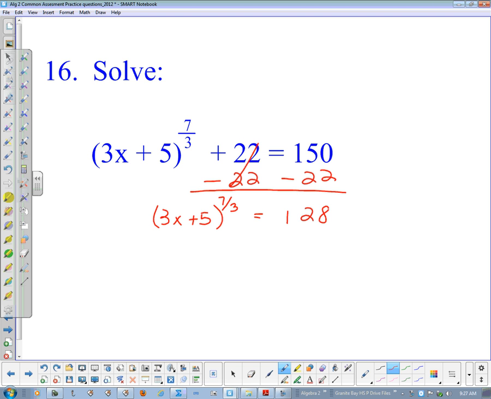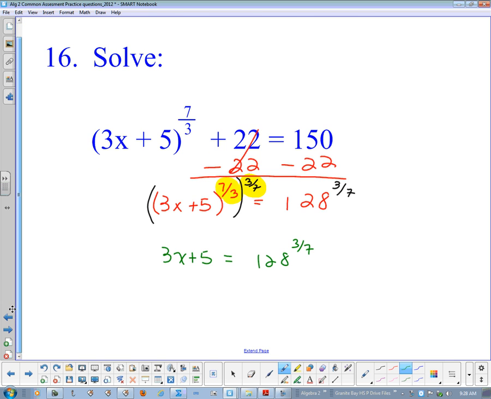Okay, now you have to be really careful. When you have an exponent that's a fraction, you're going to have to raise both sides to its reciprocal. So we're going to raise this side to the 3/7, this side to the 3/7. And when you have a power raised to a power, you multiply it, but you're multiplying reciprocal, so that becomes 1. We have 3x plus 5 raised to the first, so we're done there, is equal to 128 raised to the 3/7.